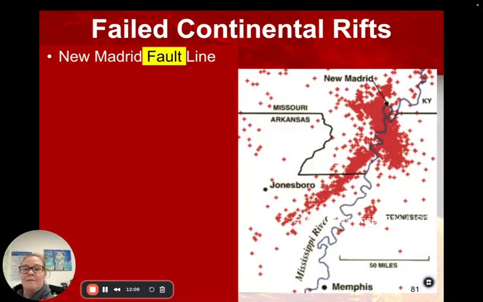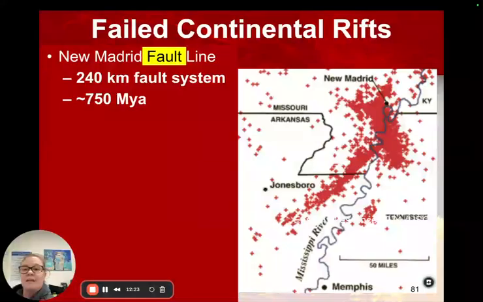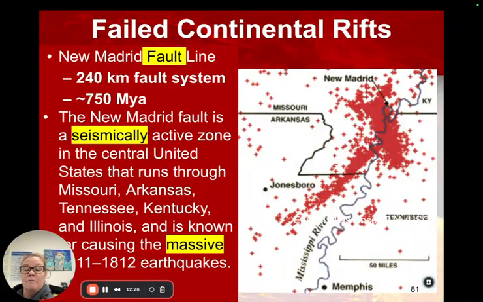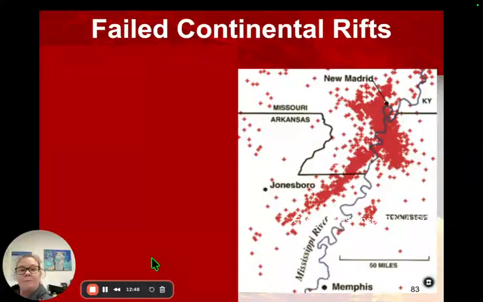We also have the New Madrid Fault line, which is down in Missouri, Arkansas, and Tennessee. This is a 240-kilometer fault system. It's about 750 million years old, so it's very old. The New Madrid Fault is a seismically active zone in the central United States that runs through Missouri, Arkansas, Tennessee, Kentucky, and Illinois. It is known for causing the massive 1811 and 1812 earthquakes. We'll watch a little video about that.